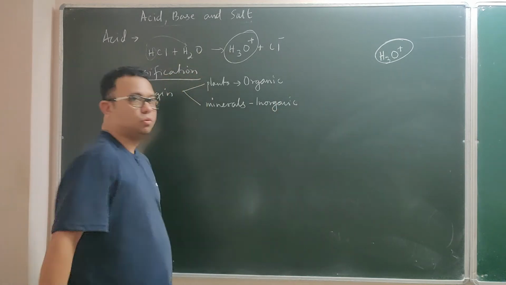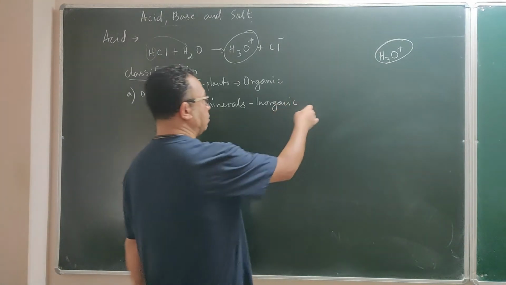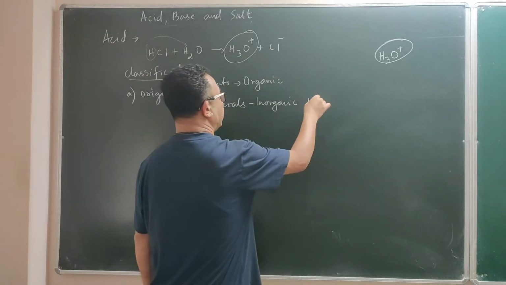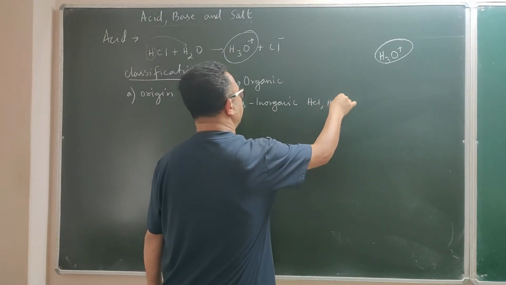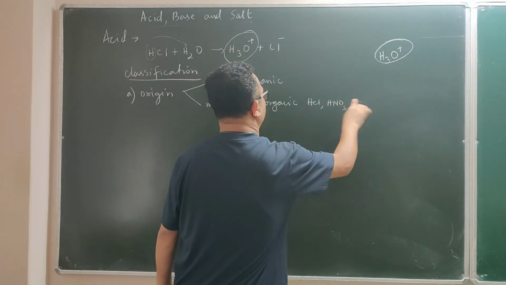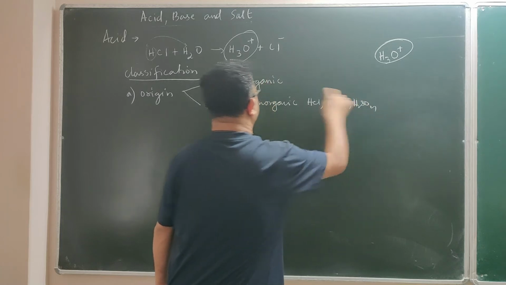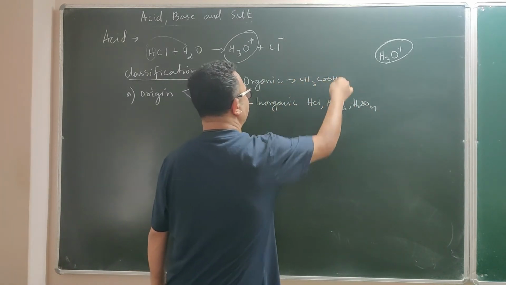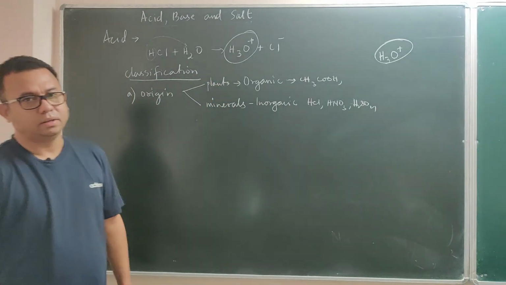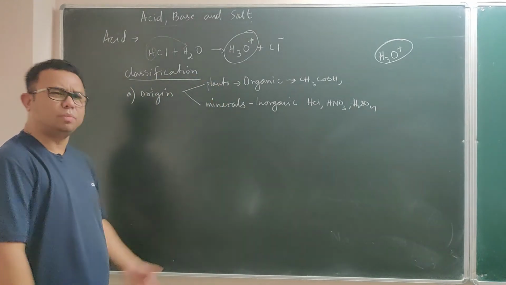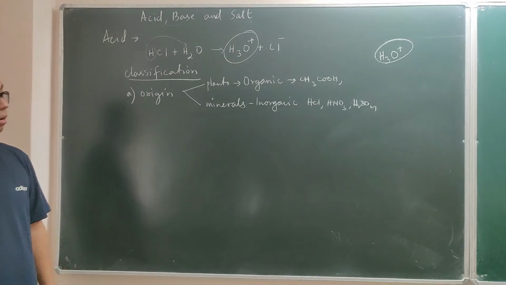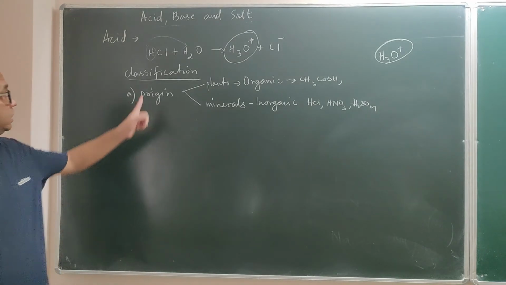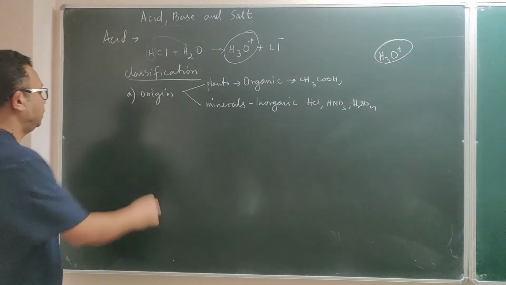Now in inorganic acid, most of the acids that we know are inorganic, like for example sulfuric acid, hydrochloric acid, nitric acid, they are all inorganic acid. Whereas organic acid, as I told you, the most common one is acetic acid, or it can also be lactic acid, citric acid, oxalic acid, boric acid, they are all organic acid. So this is the first classification.